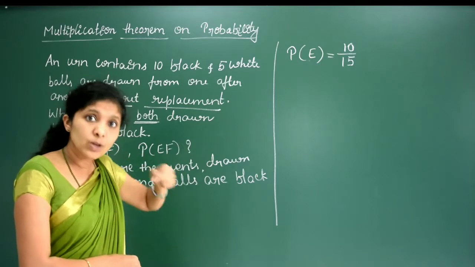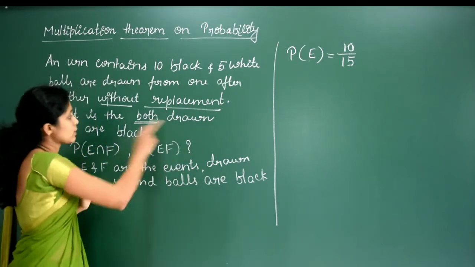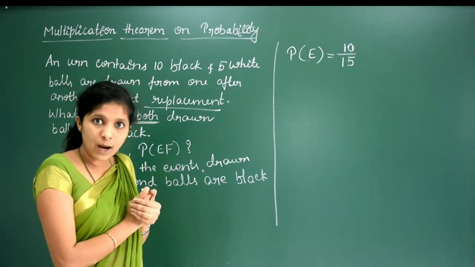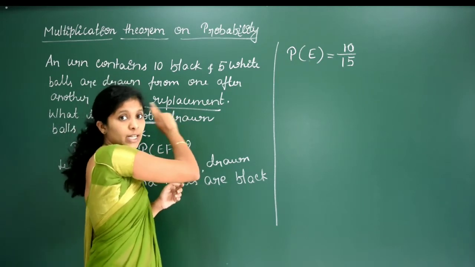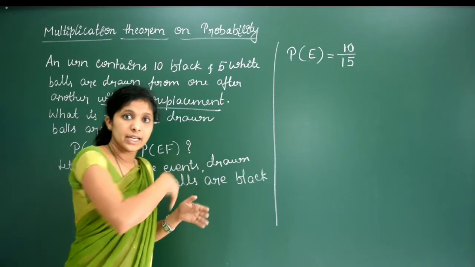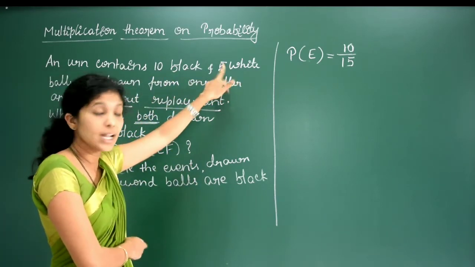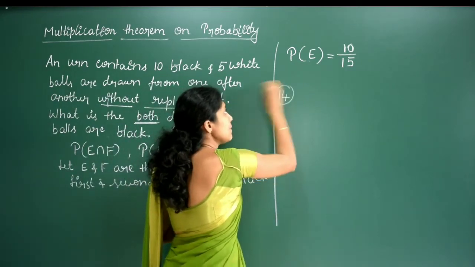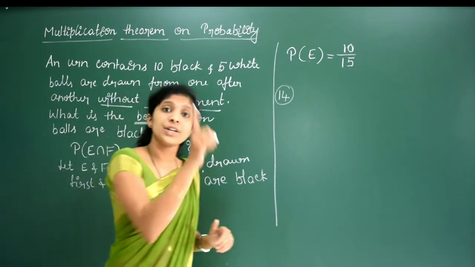Now one more black ball we have to draw, right? Another black, is it clear? Both the balls should be black. So one more black ball we have to draw, but here it is given that it is without replacement. That means one black ball is done. Now how many balls are remaining? Of the black balls, 9 will remain, and the 5 white balls stay as they are, so the total number of balls is 14. Is it clear? 14 balls are there.